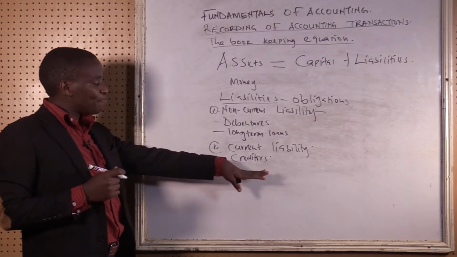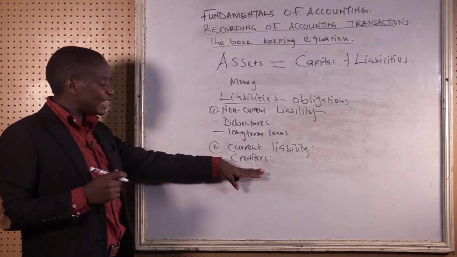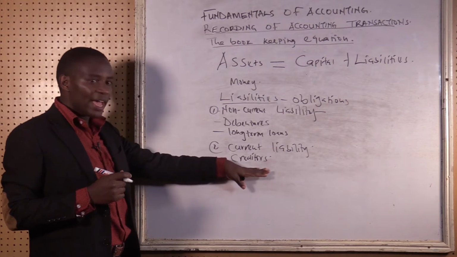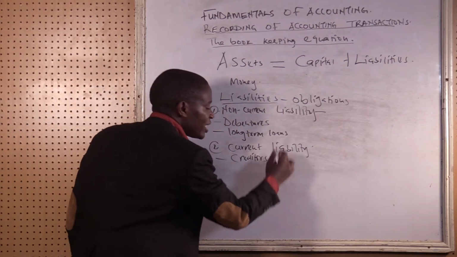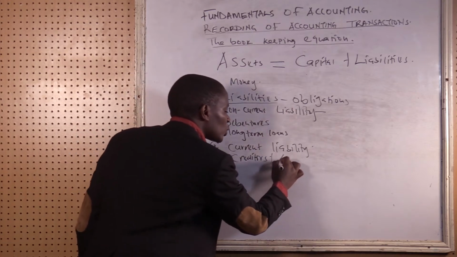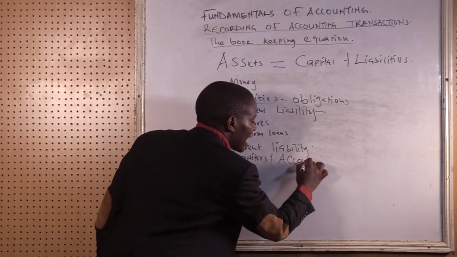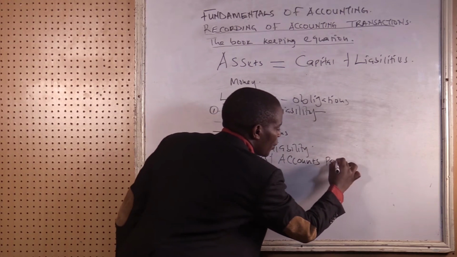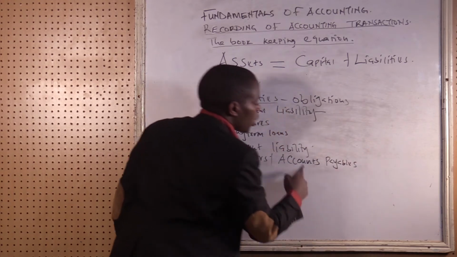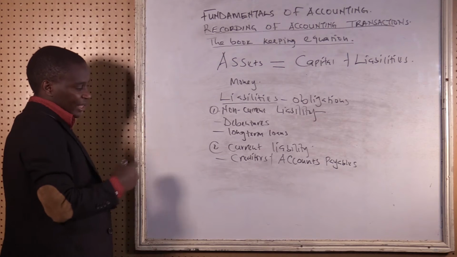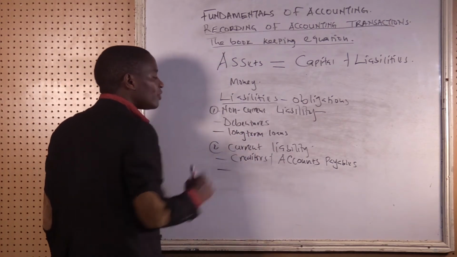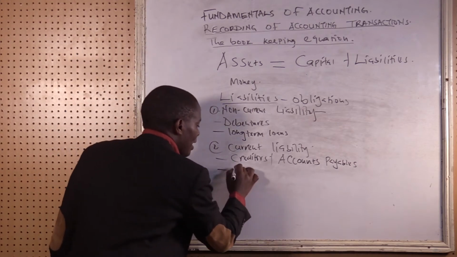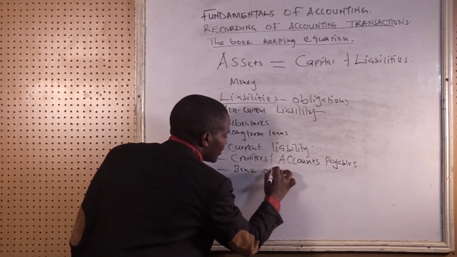Creditors are people from whom the business has bought items or stock on credit. And creditors we can also refer to as accounts payable or trade payables. The other item of current liability is bank overdraft.